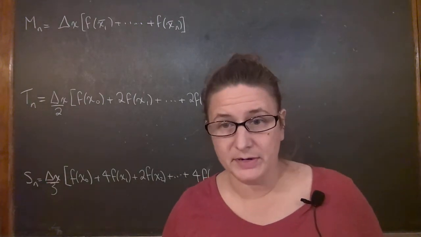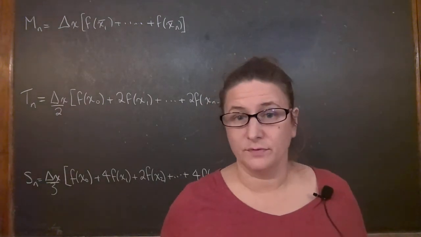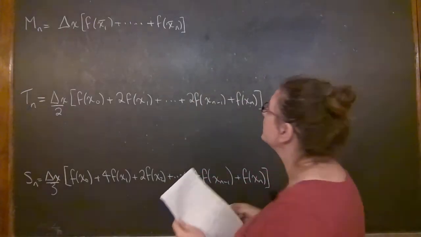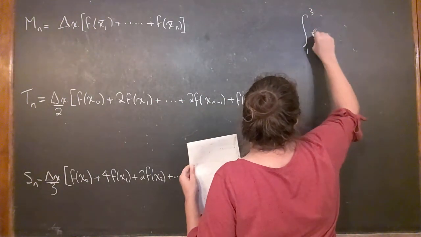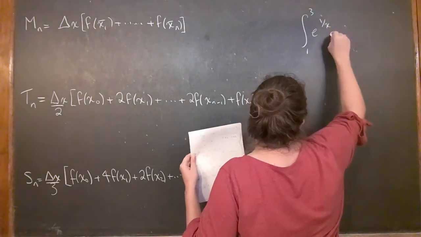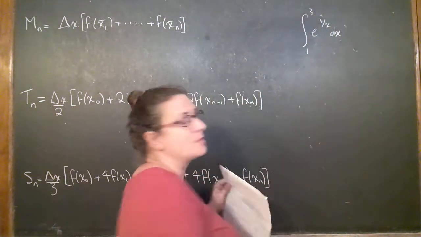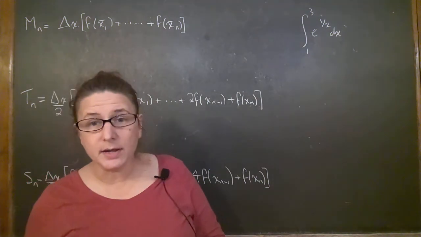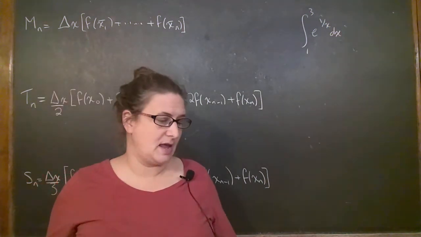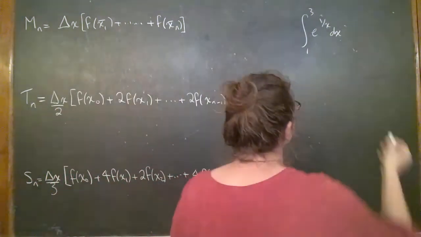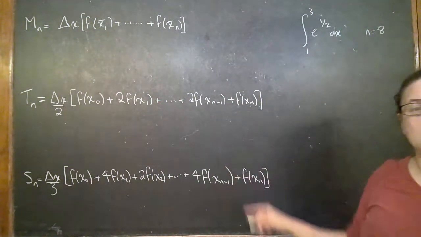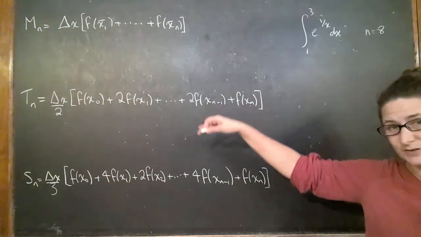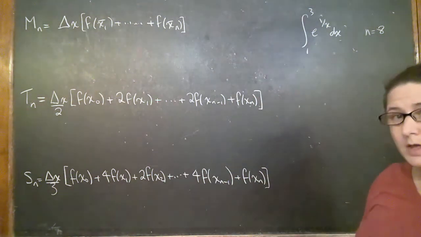So I'm going to do another example now with a different function. We are going to do the integral from 1 to 3 of e to the 1 over x dx. So this is what we're going to approximate. We're again going to use n equals 8. Okay? So I've written all 3 rules on the board here so we can just kind of write underneath them.